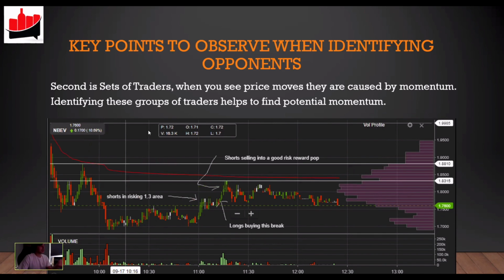So when you're looking for sets of traders, you're really looking for: here's one set of short sellers here, and there's another set of short sellers here. So you're looking for multiple sets that could start a momentum swing if a price target gets triggered.